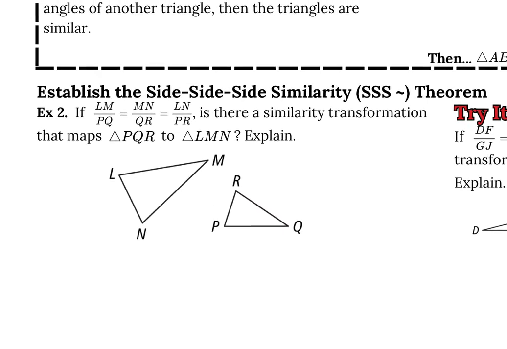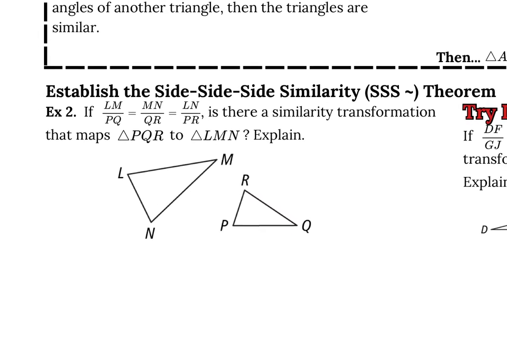Okay, example 2. If LM over PQ is equal to MN over QR is equal to LN over PR, is there a similarity transformation that maps triangle PQR to triangle LMN? And we need to explain. Okay, so first our scale factor is just our sides divided. So LM over PQ would equal MN over QR would equal LN over PR. Okay, so that is our scale factors.